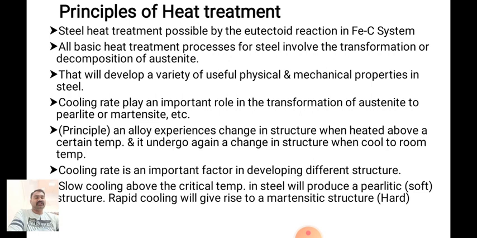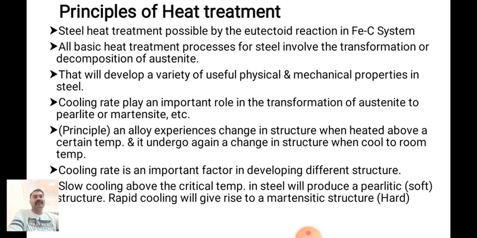Okay, so in the definition itself it is suggested that heat treatment is performed on the solid phase only. That's why we will study the heat treatment process at the eutectoid temperature, that is eutectoid steel, or we can say at 727 degrees Celsius. Around that temperature we will study all the heat treatment processes.